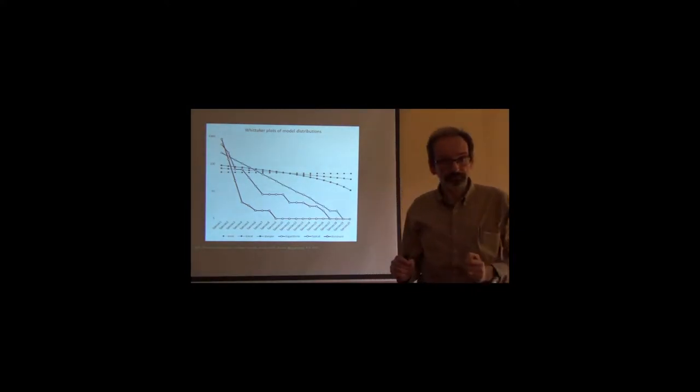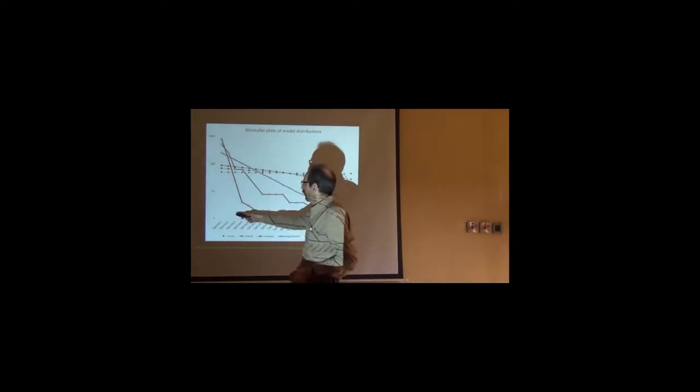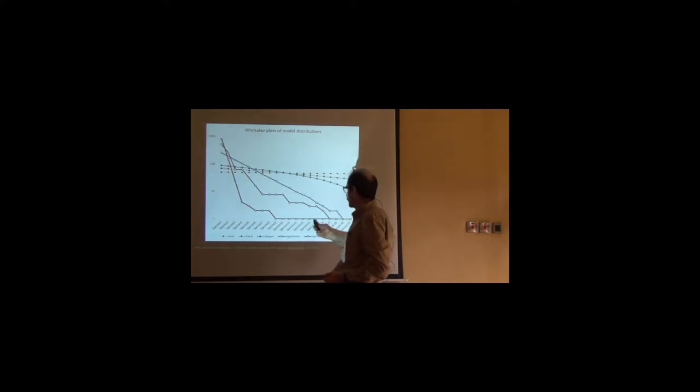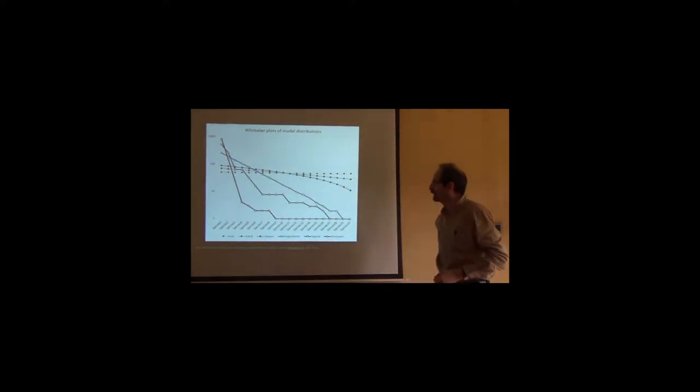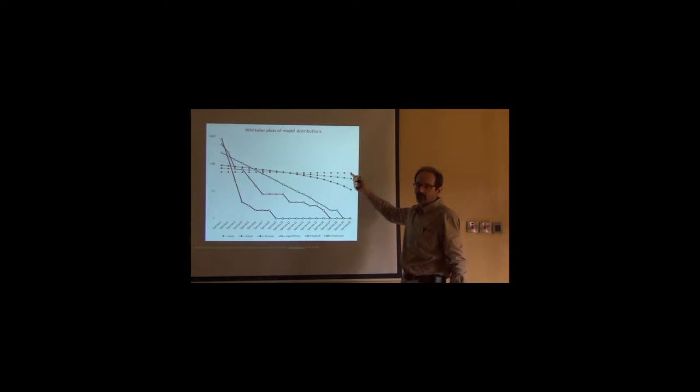all the species in order of abundance, and representing the log of their abundance in this axis and the order of abundance in this other axis. And you can see quite clearly that this line here represents the completely even sample. This is maximal evenness. It's a flat line.